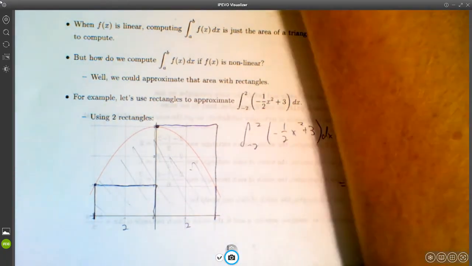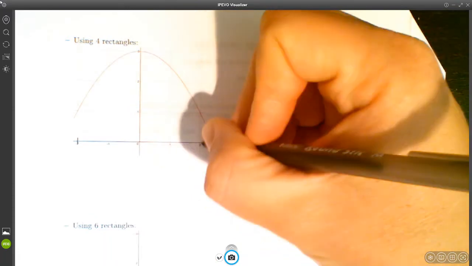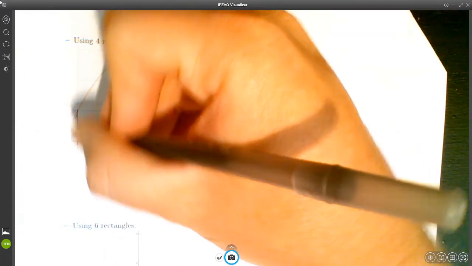Okay, let's look at approximating this with more rectangles. So instead of using 2 rectangles, let's say that we want to use 4 rectangles. So let's approximate this using 4 rectangles. It's the same curve. Again, the integral between -2 and +2. So we're still trying to approximate this area, right? But this time using 4 rectangles.